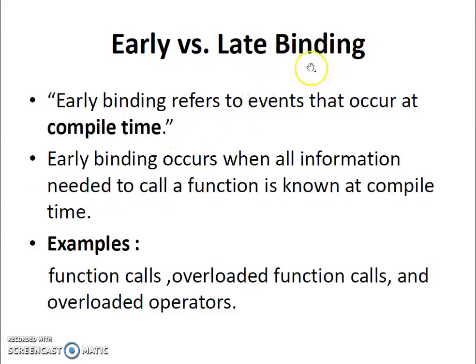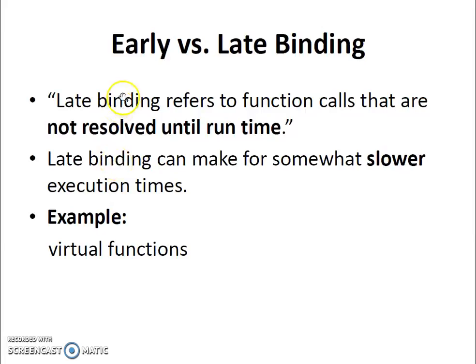Early versus late binding. Early binding refers to events that occur at compile time. Early binding occurs when all the information needed to call a function is known at compile time. Examples are function calls, overloaded function calls, and overloaded operators. Late binding refers to function calls that are not resolved until runtime. Late binding can result in somewhat slower execution time.